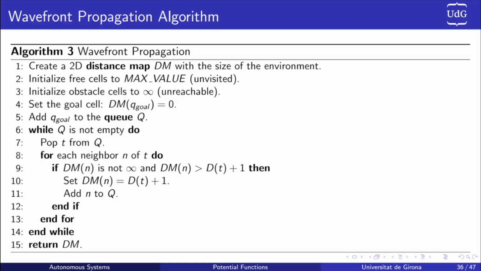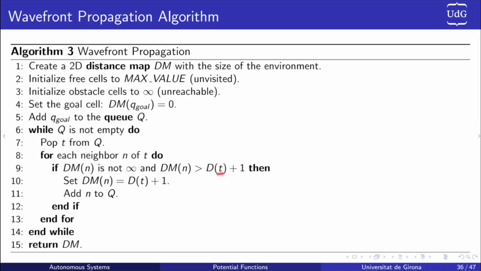Then for each one of these neighbors, we say, if the cell that corresponds to this neighbor is not infinity, it means it's not an obstacle. We don't want to propagate the wave on top of obstacles. And if it's not an obstacle and the value of the cell is bigger than the value of the cell I'm coming from, which at the beginning is the goal, because the goal is the only element in the queue, then if it's bigger than the goal plus 1, the idea is that I reach cell n with the distance indicated in the distance map.